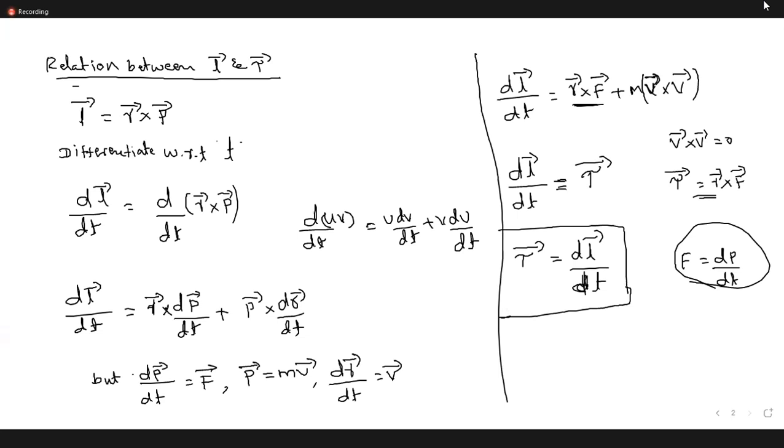If you apply this equation to a system of particles, rather than a single particle, you will get the same equation. Here for the system of particles, this tau is nothing but the external torque. The internal torque won't affect it. So that equals dL by dt. So this is the relation between torque and angular momentum.